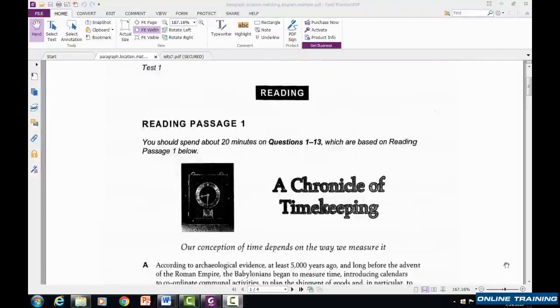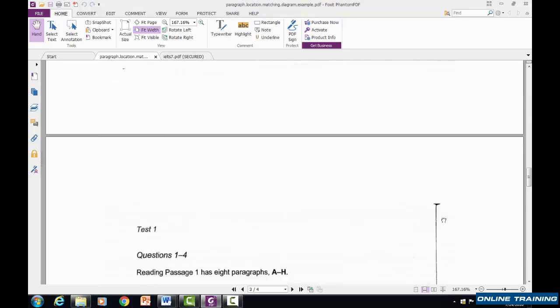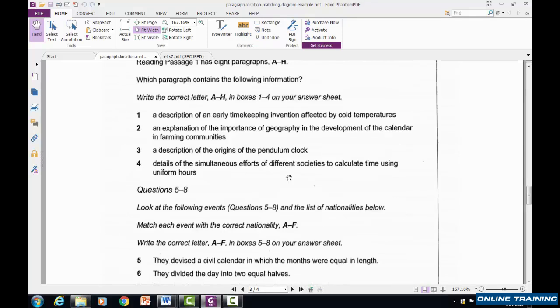Okay, so let's take a look at this example for the paragraph location question. We're still dealing with our passage we had before. Like I said, this is the paragraph location question right here. It always has language like this: Which paragraph contains the following information?